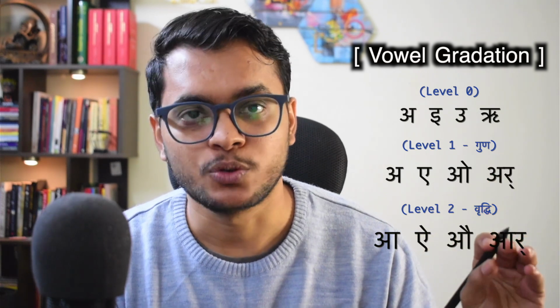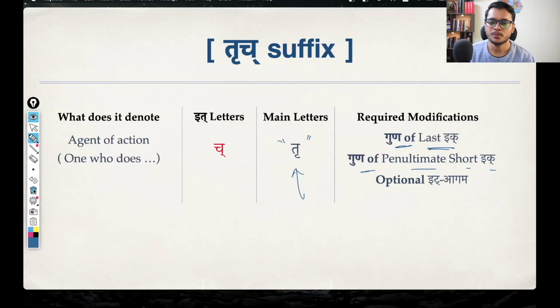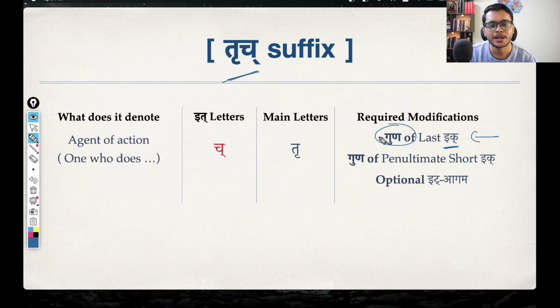So you have 3 levels, level 0, level 1, level 2. Level 0, the simple vowels in their form, a, i, u, ri. Then you have level 1, a, e, o, ar, that is guna. And then you have level 2, a, ai, au, ar, that is vriddhi, the level 2. Okay, so just remember this point. So now coming back to the required modifications, it is saying that the guna of last ik will happen. So if the dhatu we are modifying using this trich suffix has ik as a last vowel, the guna will happen of that vowel.